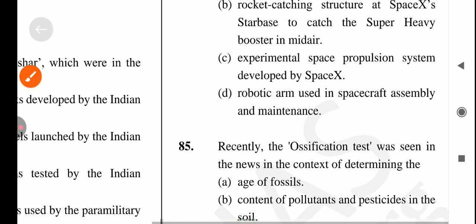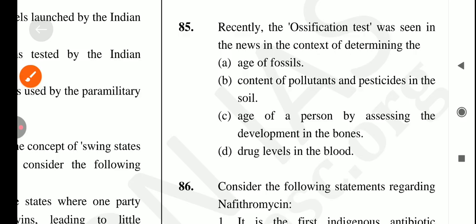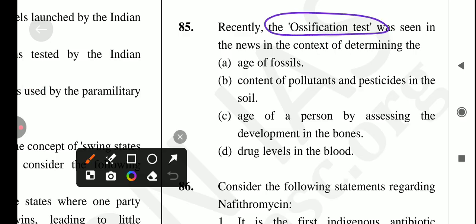Let's come to the next question, which is: recently the ossification test was seen in the news in the context of determining what? So it is the age of a fossil, no. Content of pollutants and pesticides in the soil, no. Age of a person by assessing the development in the bones. Yes, it's a correct statement. So the answer for this question is option C.